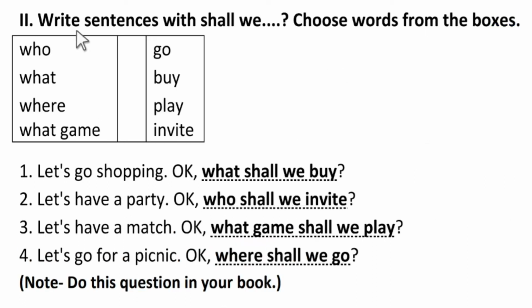Question number second. Write sentences with shall we. Choose words from the boxes. First one is let's go shopping, okay. What shall we buy? Second, let's have a party, okay. Who shall we invite? Third, let's have a match, okay. What game shall we play? Fourth, let's go for a picnic, okay. Where shall we go? Do this question in your book.